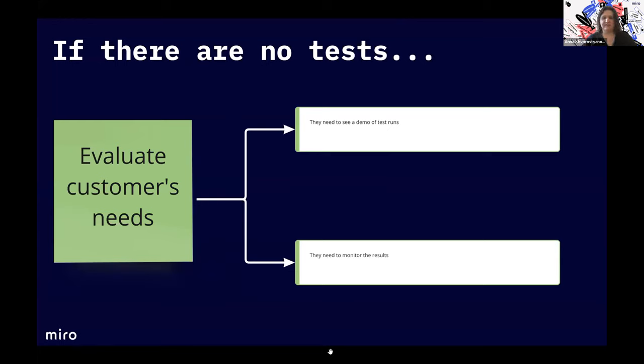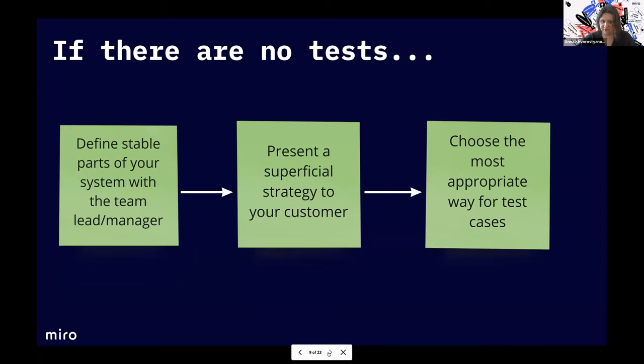Or if it is for internal use, for example, for your developers, they need to monitor the results. So it will be different. External customers don't really care about how many tests you ran. It's more about quality. Yeah, you might have 1,000 or 5,000 tests, but if they find a bug, that's not normal. But if you want to introduce some metrics and use tests for your own improvements, the results will be different.